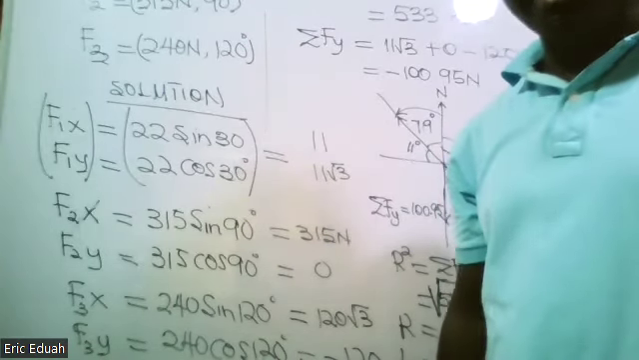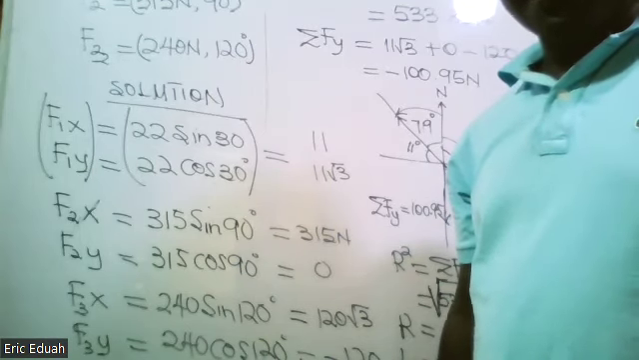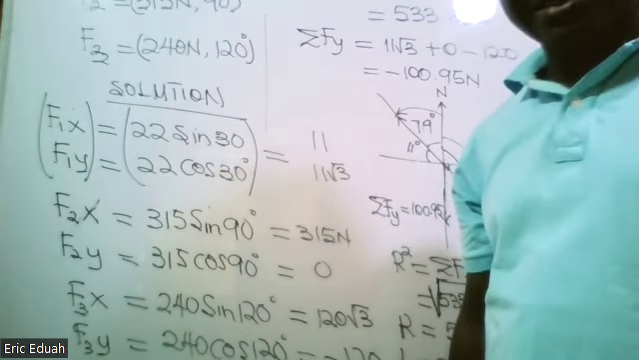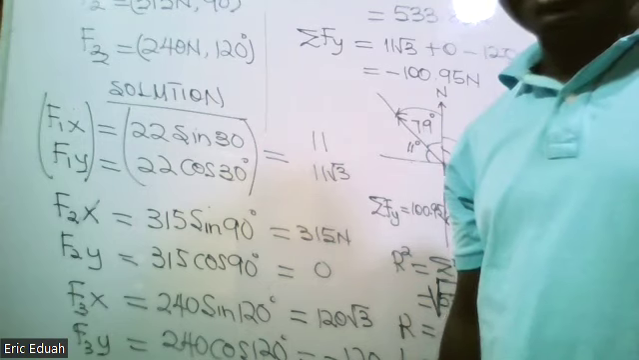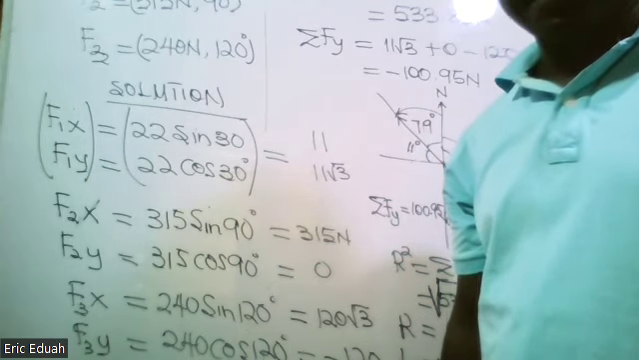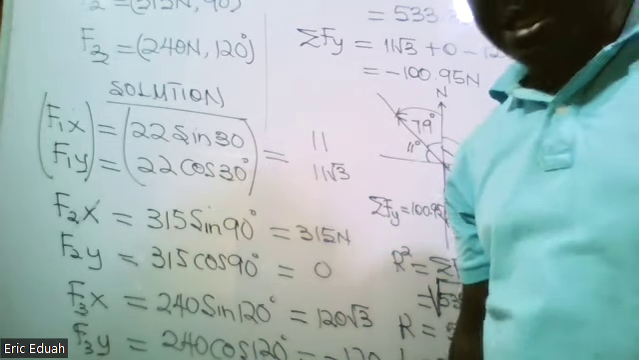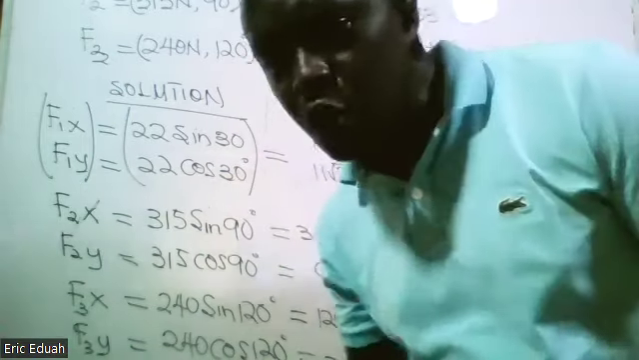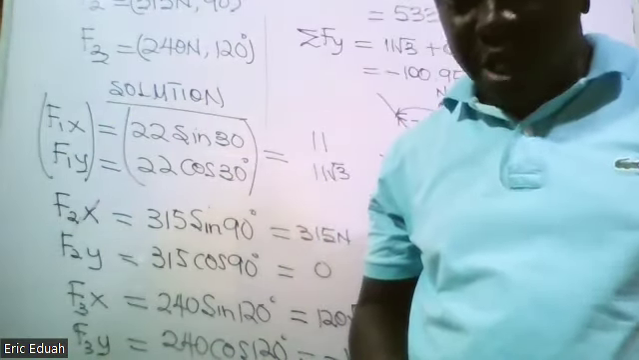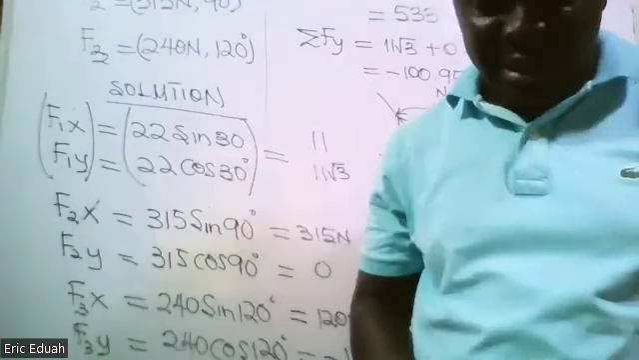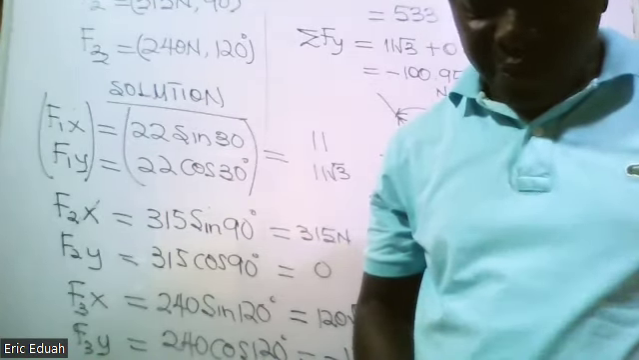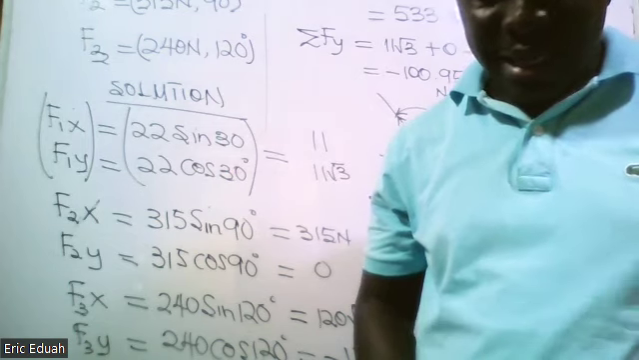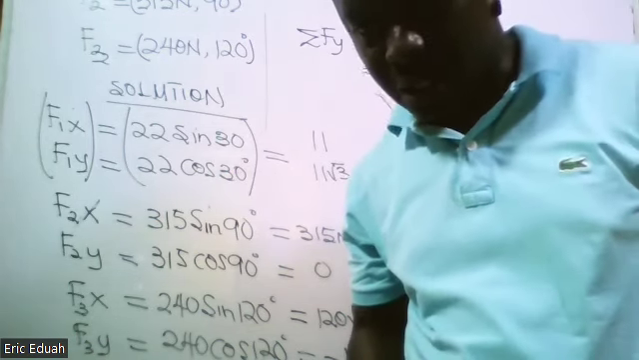Then we have 11 Newton acting at 240 degrees from the north. Then lastly, we have 16 Newton. So you are to look for the resultant force and then the direction. You are looking for the resultant force and then the direction of the resultant.